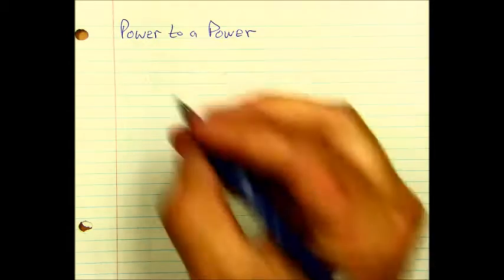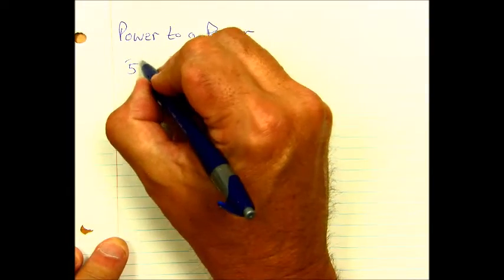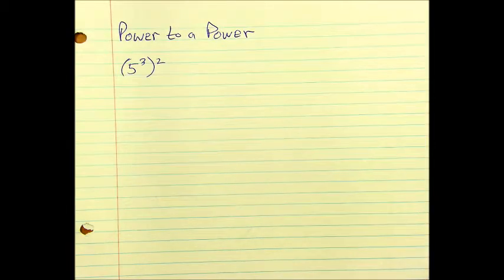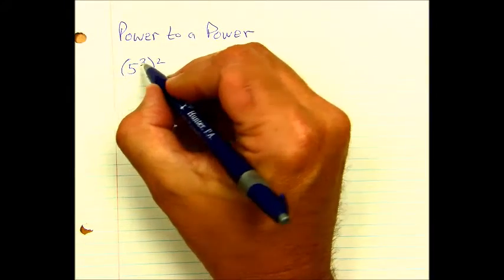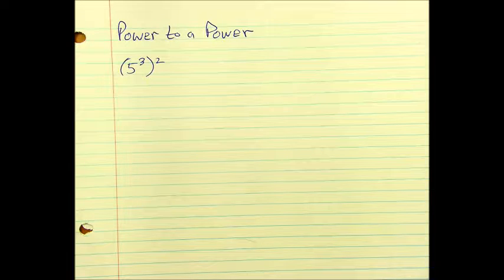Okay, working with power to a power means I have two powers and just one base. So when I'm working with these, we'll start with 5. All right, 5 to the third, to the second. Two powers, one base. That looks a little bit different than what we did before.